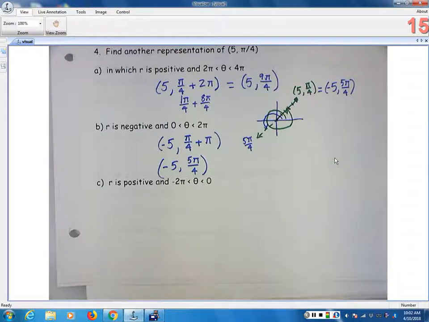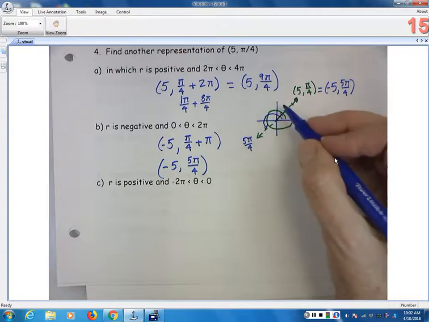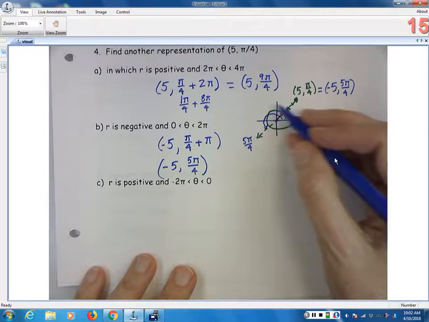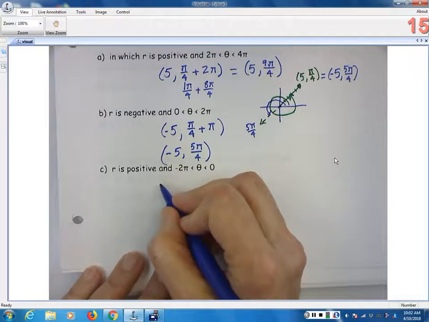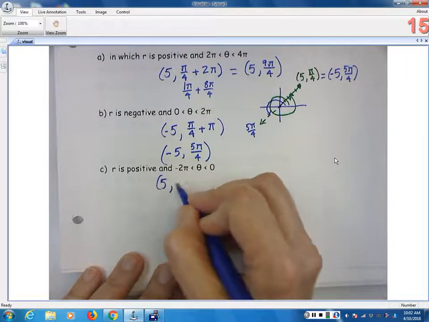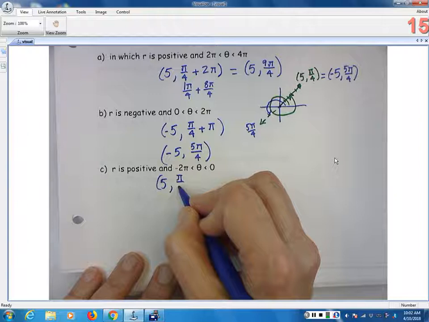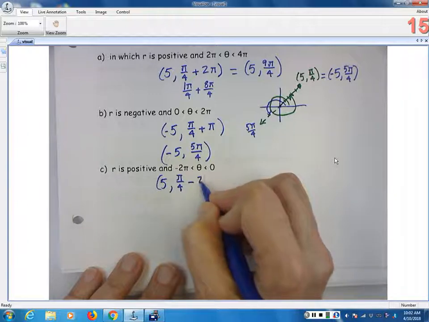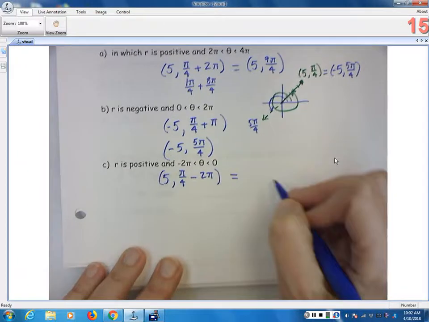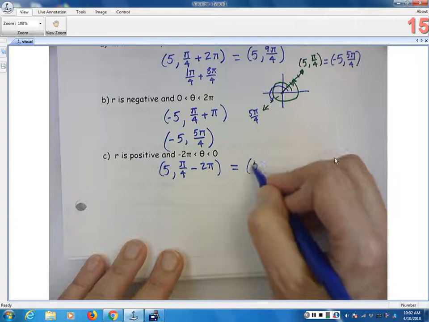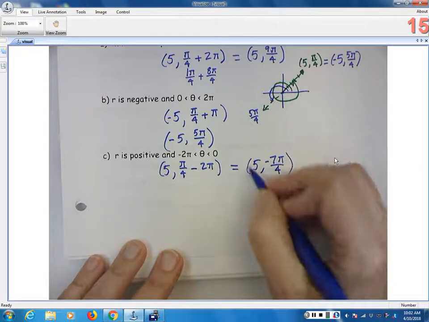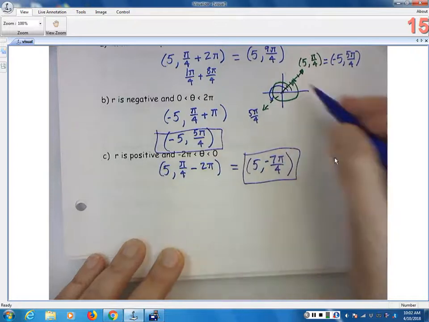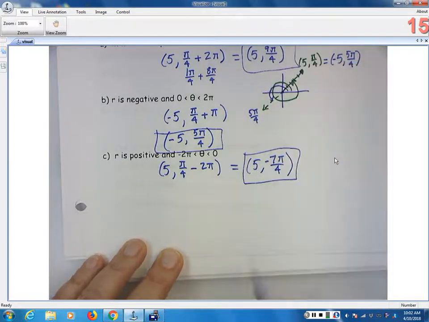And now we want r to be positive, and we want to use a negative angle. So what's that negative angle? That would be minus 7 pi over 4, or we take 5 pi over 4 and we subtract 2 pi. Okay?